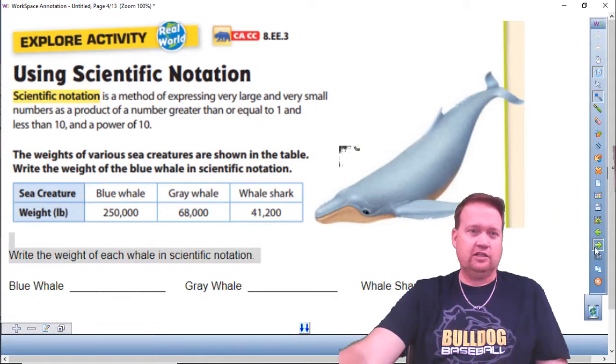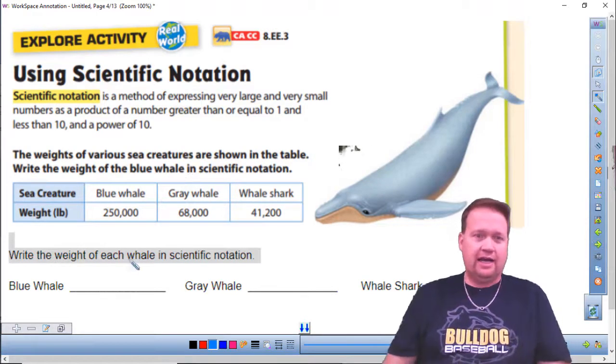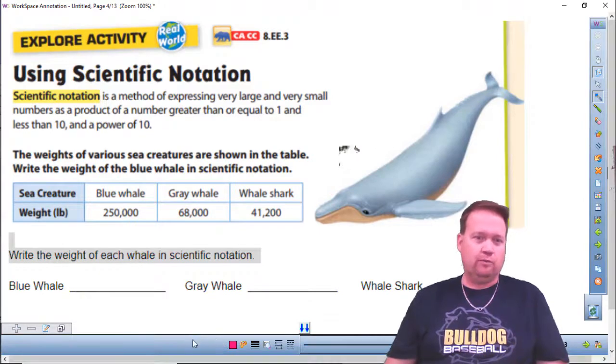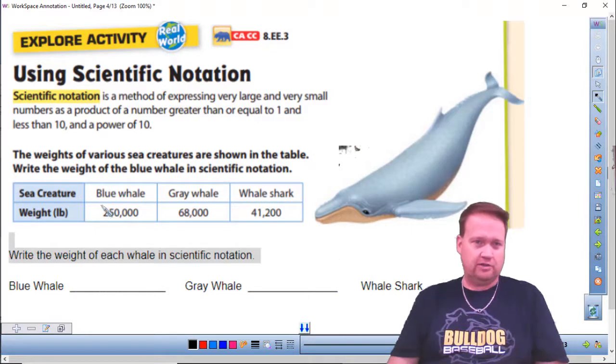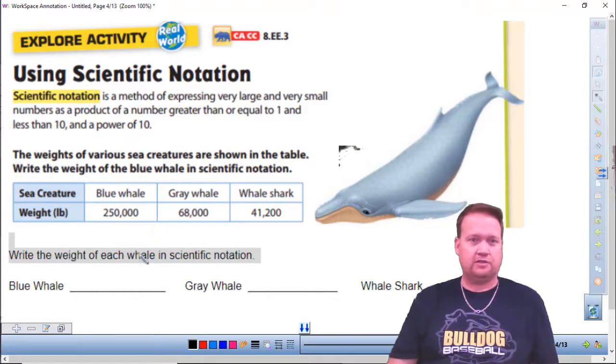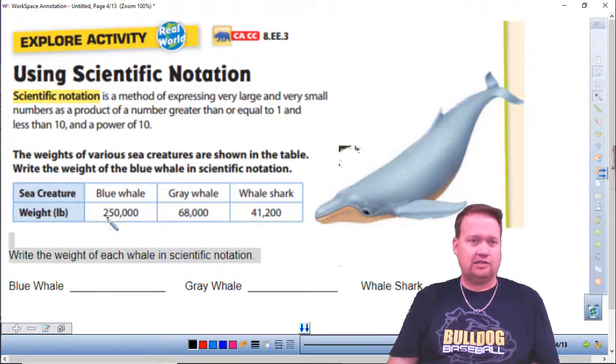So let's take a look at a situation where we might want to use scientific notation to talk about how much a blue whale weighs, or a gray whale, or a whale shark. These right here are standard numbers. A blue whale weighs 250,000 pounds. And if we want to turn that into scientific notation, I want you to focus on the point right there, right after the first digit that you see that's not a zero. And so I'm going to put a decimal point right there, and this becomes my number. Instead of 250,000, I'm going to represent this with 2.5.